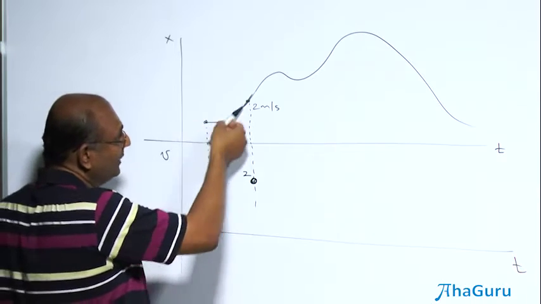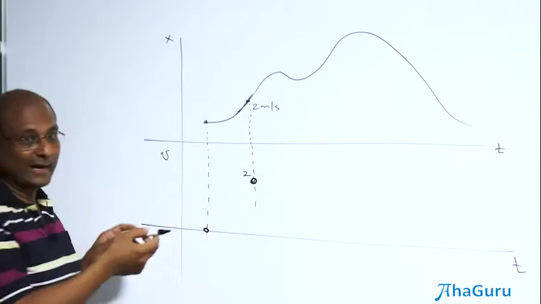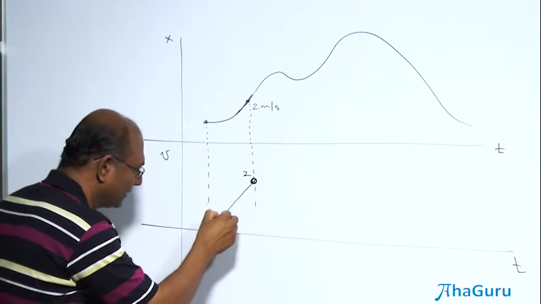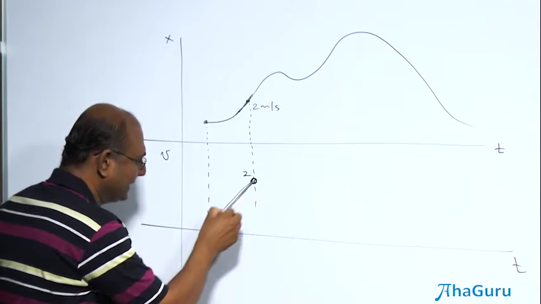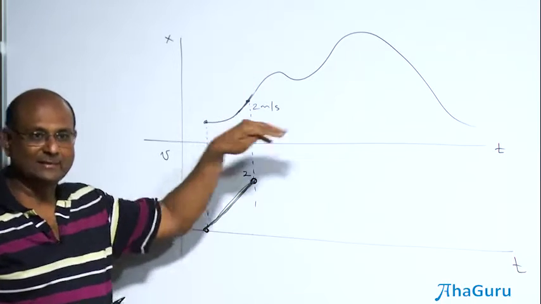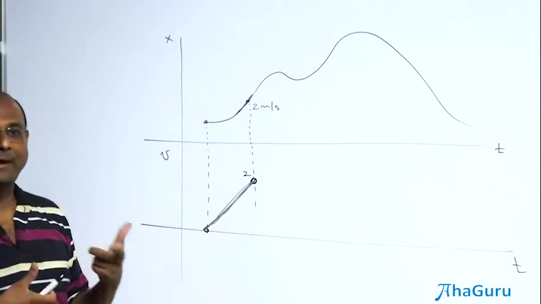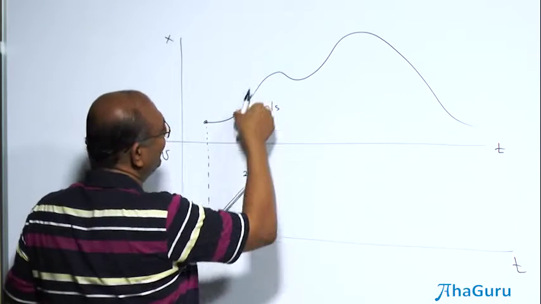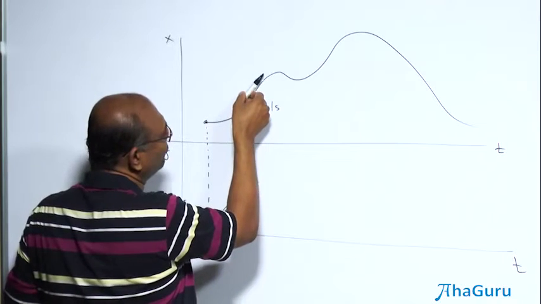Now, was it uniformly increasing or not? I don't know. But let us assume it was. Then I just join it. We will later see that to be able to uniformly increase, this requires to be a parabola. Okay. Then from here to there, obviously it's not uniform because it's now continuing to go to 2.